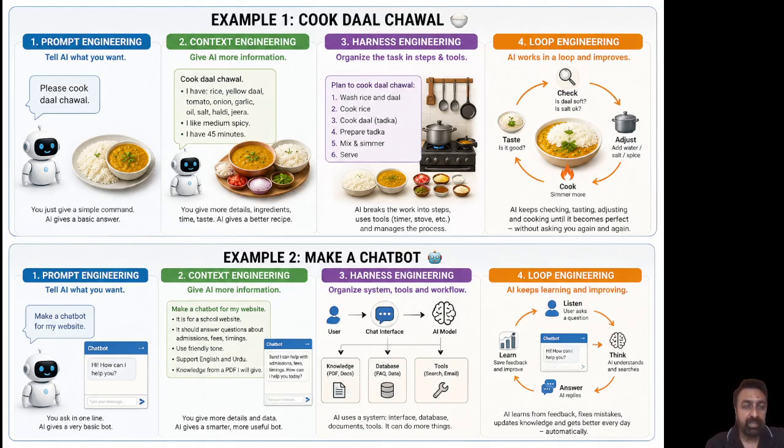So now the AI is breaking the whole work into small, simple steps. It's going to perform one step, complete that step, and then move on to the next step. Like here, it's going to wash the rice and dal first, and then it's going to start cooking. But with context engineering and prompt engineering, it would do whatever it feels like doing because we did not have specific, detailed instructions in there. So this is what harness engineering is: to control the instructions and have them executed.